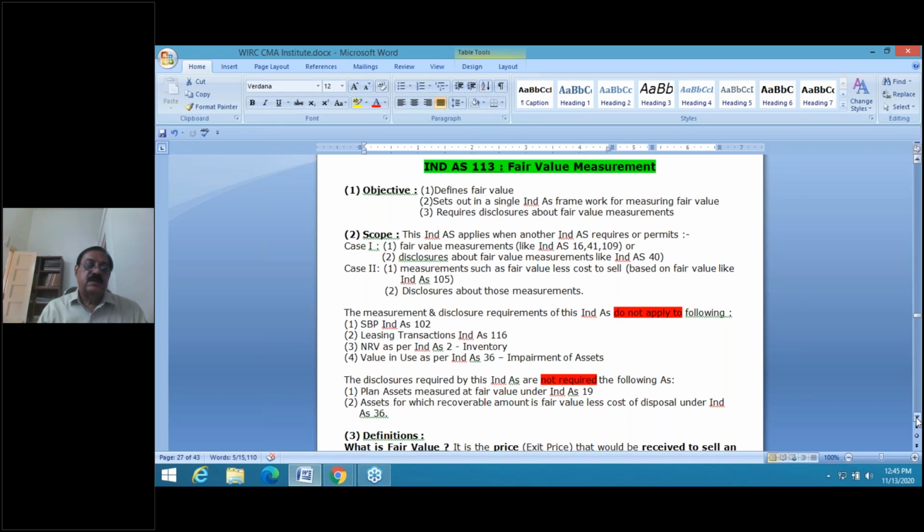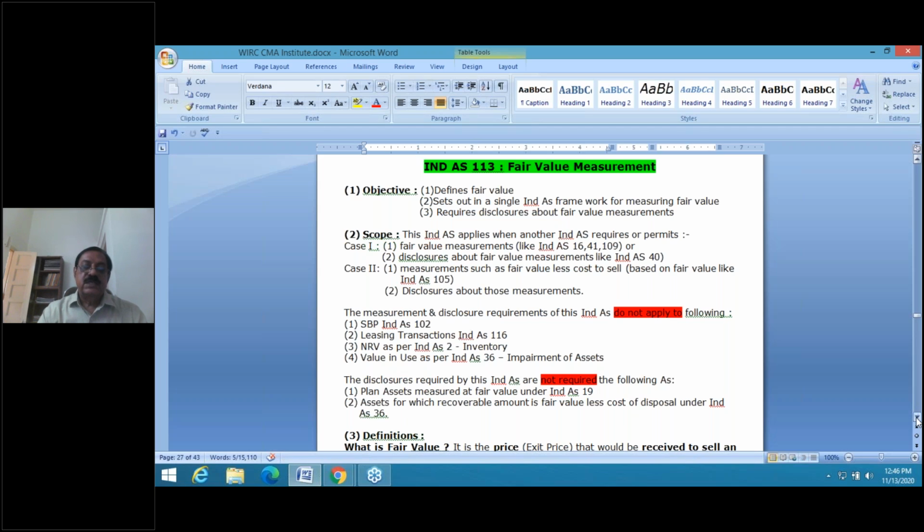Then case 2, measurements such as fair value less cost to sell, like in Ind AS 105. Even in Ind AS 2, for brokers and traders in commodities, we have seen that they have to value their inventories at fair value less cost to sell. So that is also defined here, and disclosure about this. It does not apply to Ind AS 2 NRV and Ind AS 116. NRV and fair value are different things, friends. They are not the same. Maybe at times the same, but not necessarily the same all the time. So this is not the same as NRV.